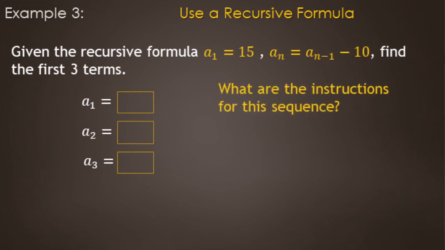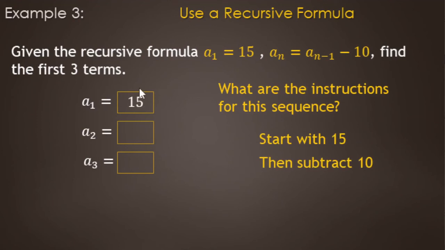Okay, so what is this actually saying? Like in regular English words, what is this telling us to do? What are the instructions? Well, A1 means we're going to start, that's our start number, it's the first one. We're going to start with 15. That's what this means here. And then this just means to find the next term, take the last one and do what? Subtract 10. So we're just going to subtract 10 after we find our first one.